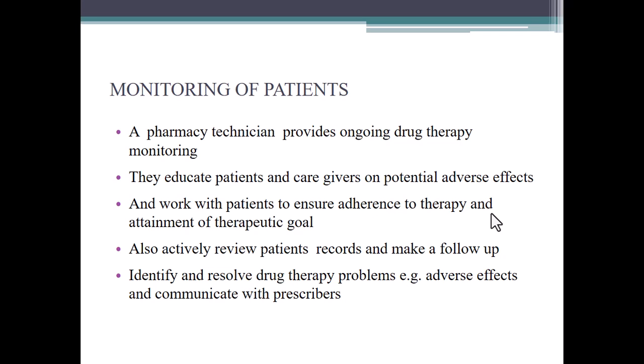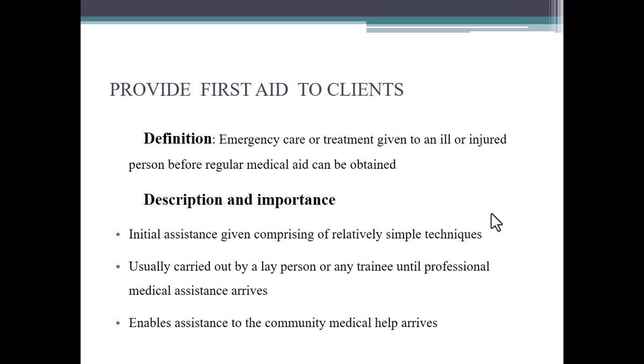Actively review patients' records and make follow-up. You are in position to review their records and make follow-ups with them, how they're improving. If they are not improving, maybe there is need for change of treatment or change of therapy. You are in position to identify and resolve drug therapy problems, for example, adverse drug reaction, and communicate with the prescriber on adverse drug reaction that may have emerged.